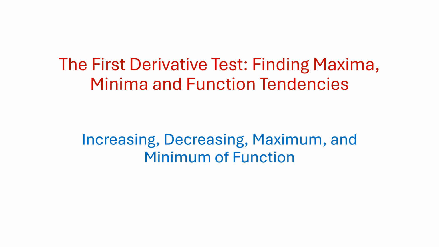The first derivative test. This is a technique for finding maxima, minima, and function tendencies such as increasing or decreasing. Maxima and minima is simply plural of maximum and minimum. So here's a typical graph of a function.